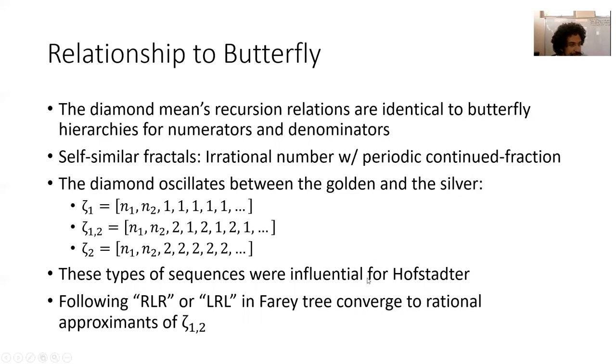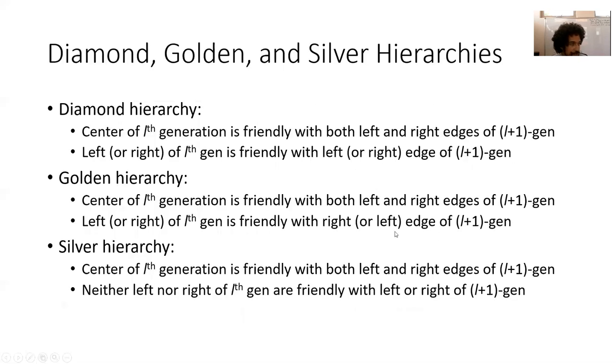via their continued fractions. And if you remember, Hofstadter had this int function that related these 1-1-1 sequences to these 2-2-2s. So it's kind of remarkable that it ended up working out that the butterfly is most naturally described by something in between these two. So this was quite influential to Hofstadter and really helped him out. So next we're going to dive into these hierarchies in a little more detail.